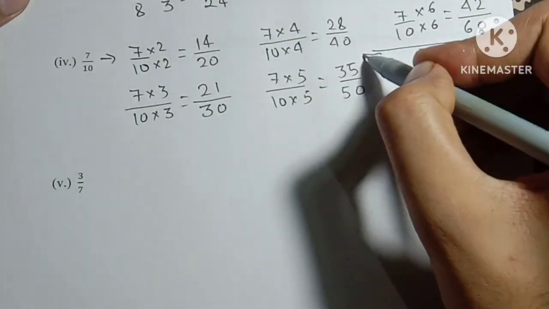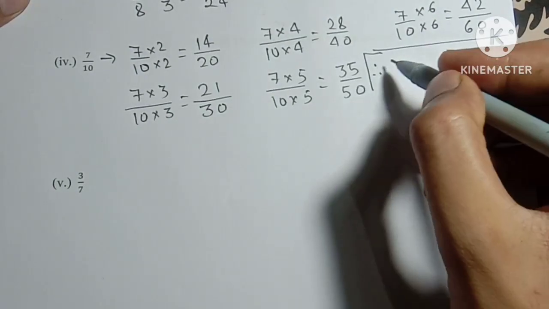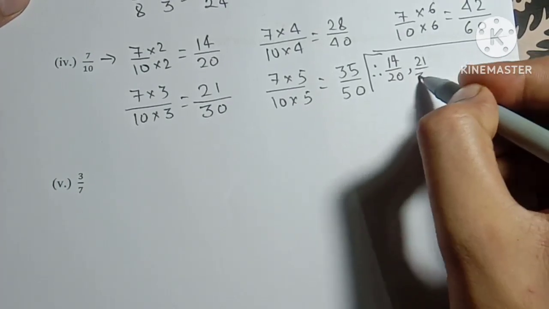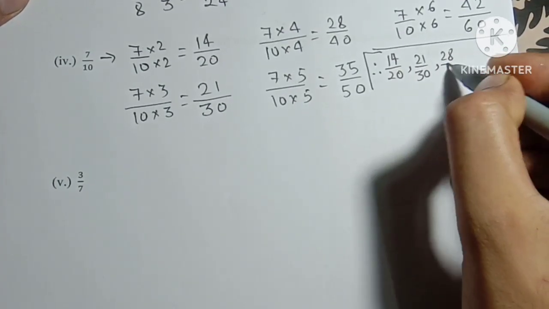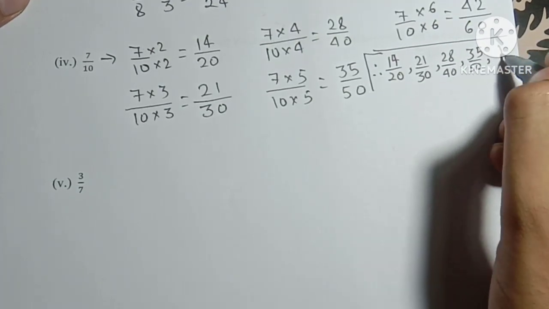In a summarized way, we can write all the equivalent fractions we get for the given fraction 7 by 10. That is 14 by 20, 21 by 30, 28 by 40, 35 by 50, and the last one, 42 by 60.